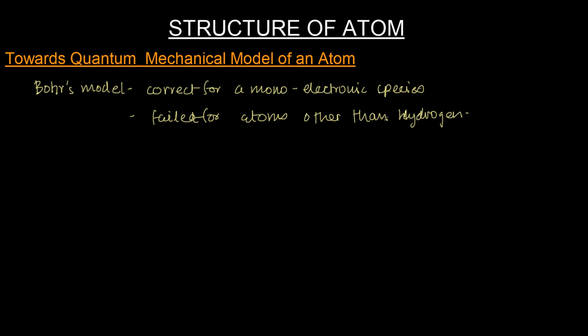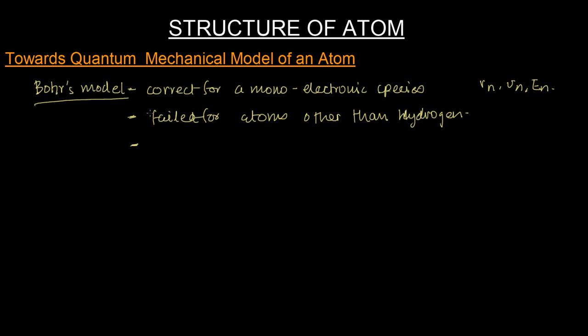Because hydrogen is monoelectronic. The hydrogen atom is the only one which is monoelectronic. Apart from that, from helium onwards, you have two electrons. Now, it means there was something wrong with the analysis. There was maybe nothing wrong with the model that they propounded, but the way they interpreted the various parameters like Rn, Vn and En did not match, so there was something wrong with the analysis.